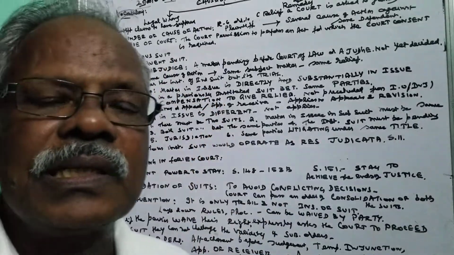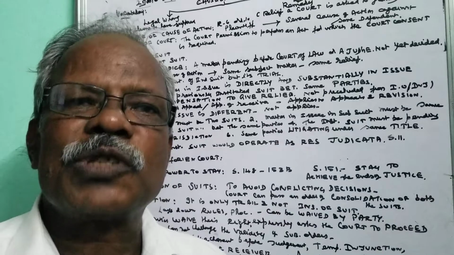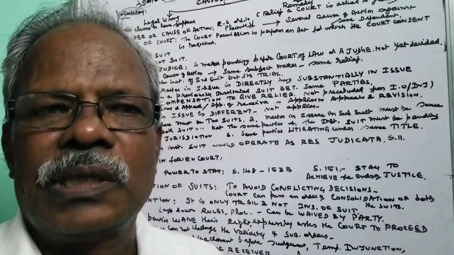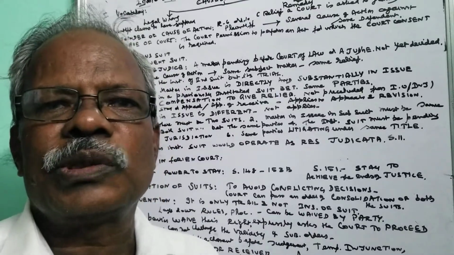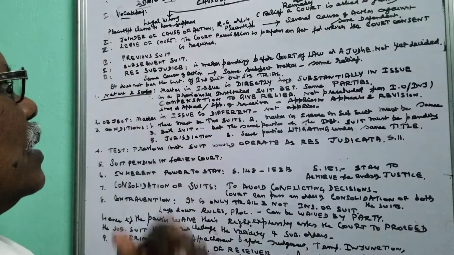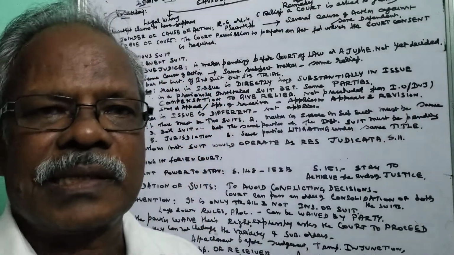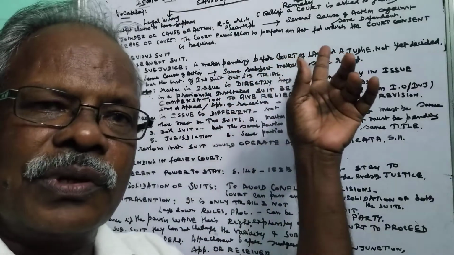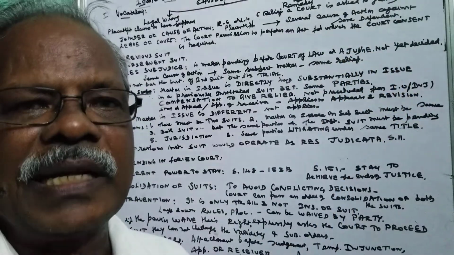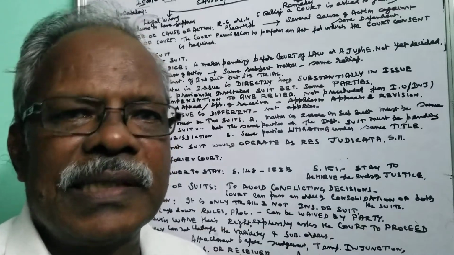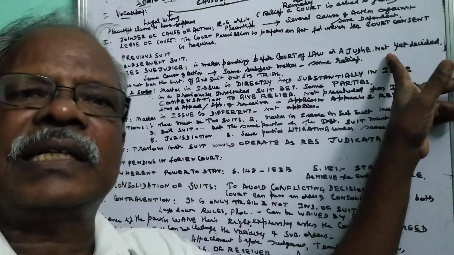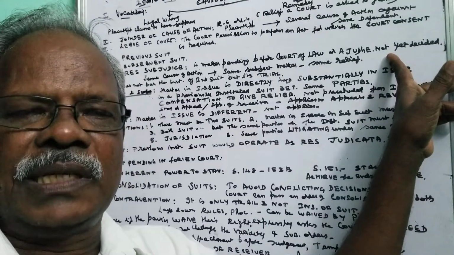And subsequent suit means that on the same subject matter, a subsequent suit may be instituted in the court, but the subsequent suit cannot be taken up. It will be stayed. That is called subsequent suit. Then res subjudice. That is a matter pending before a court of law or a judge. It is not yet decided, the verdict has not yet come, it is under trial.